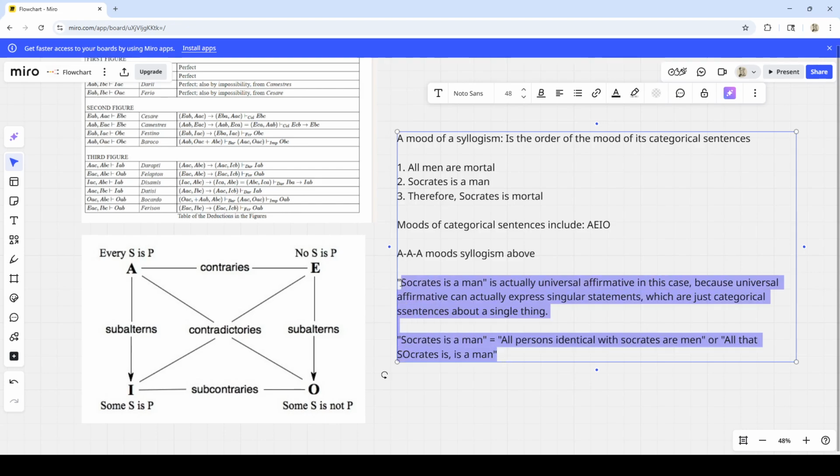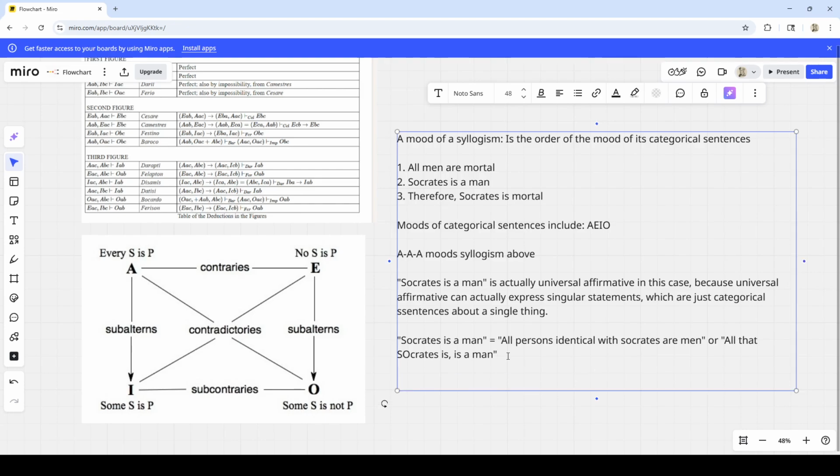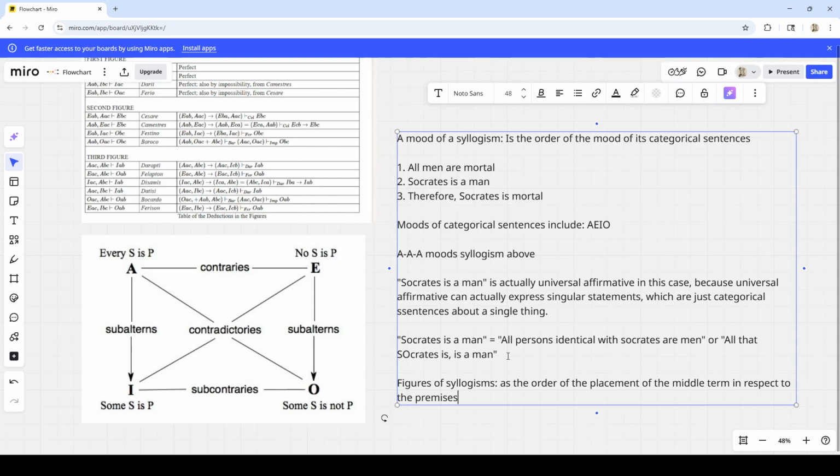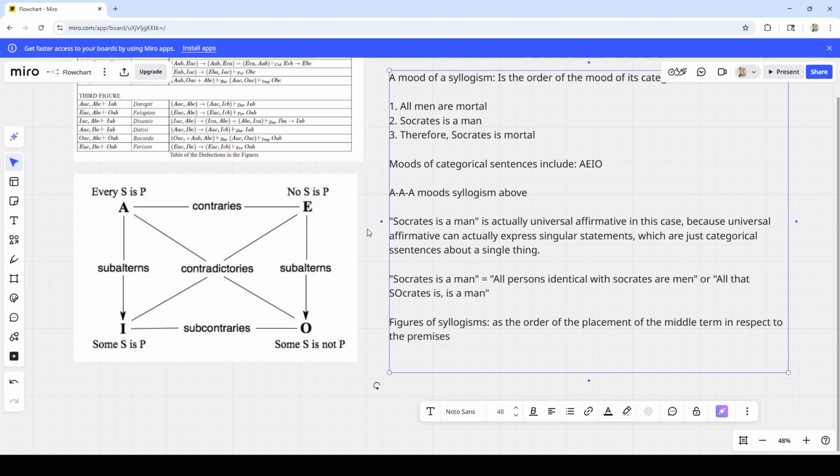And so we have an AAA mood here, and then we need to figure out what figure it belongs in. Now, the figure of a syllogism is defined simply as the placement of the middle term with respect to the premises. And the premises differ as well. So, for example, we have a major premise and a minor premise. But let's put that aside right now.